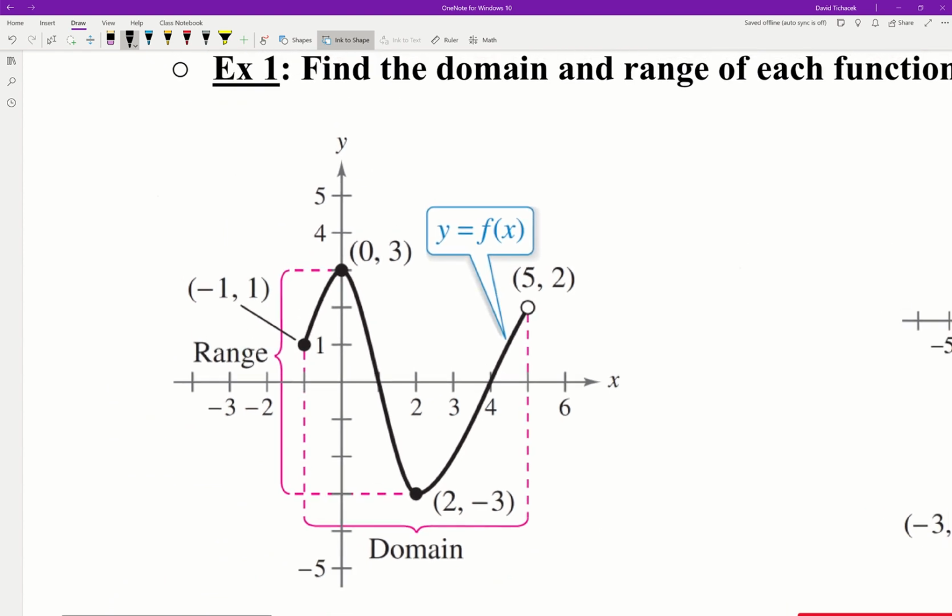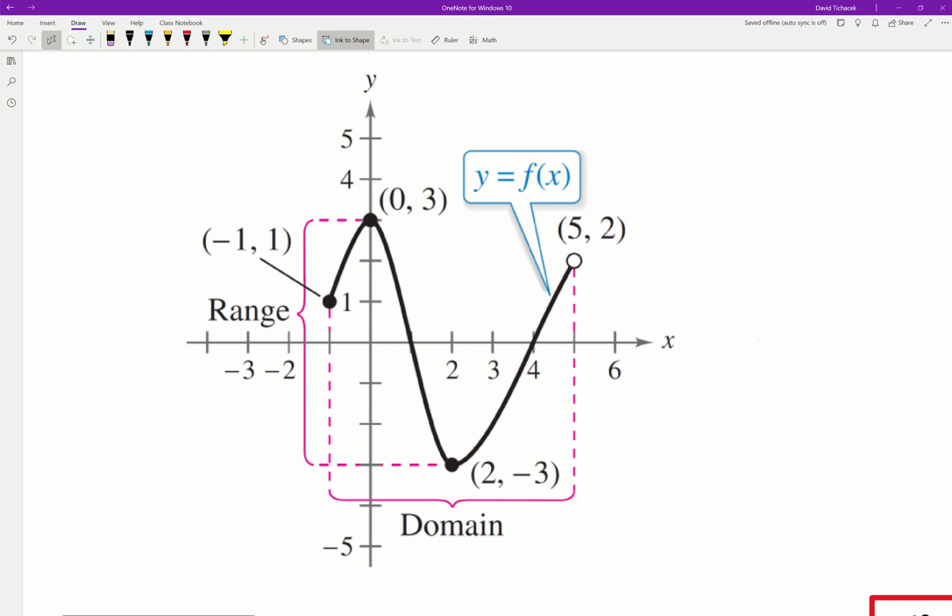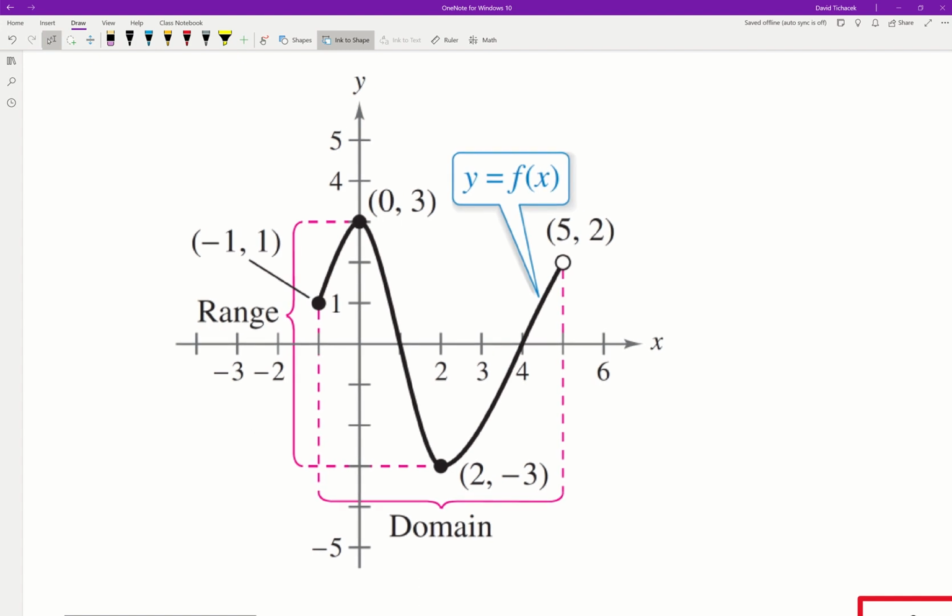Okay, so let's find the domain and range of a graph, right? So the directions are simple. It just simply says find the domain and range of the function. And so we've provided you with the graph of that function right here, and some other indicators that tell you what the range is and what the domain is, right?